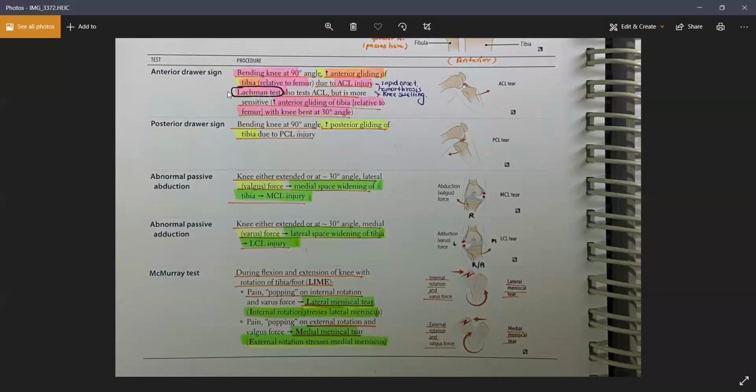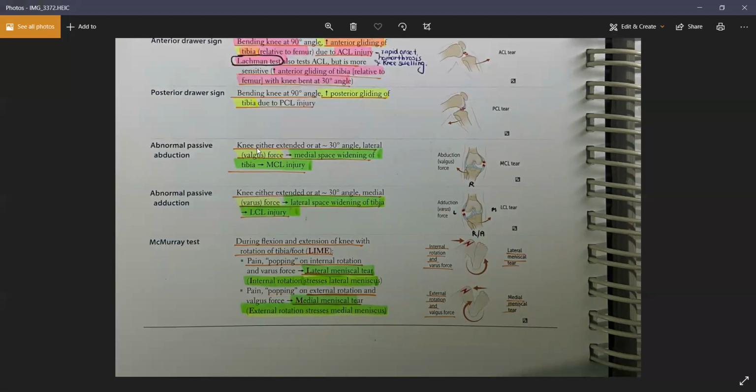Similarly, you also have the Lachman test, in which instead of 90 degrees, you will bend the knee at only 30 degrees, not 90 degrees. Then we talk about the two stresses, the valgus stress and the varus stress. In case of valgus force, the force will be from lateral to medial direction. The force from lateral to medial direction is known as the valgus force, and the force from medial to lateral direction is known as the varus force.